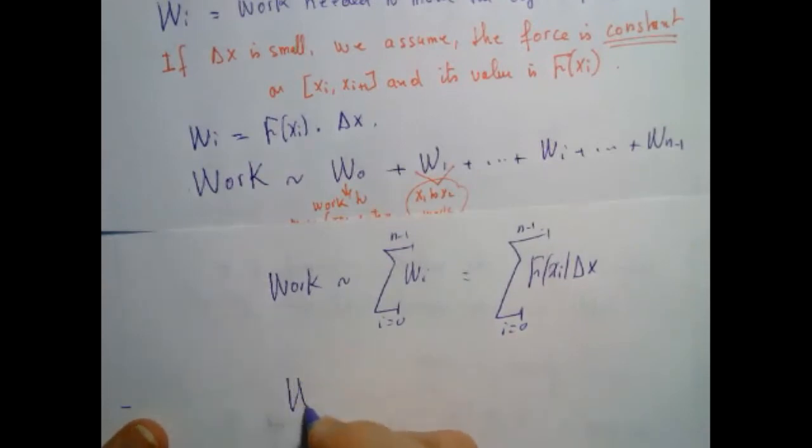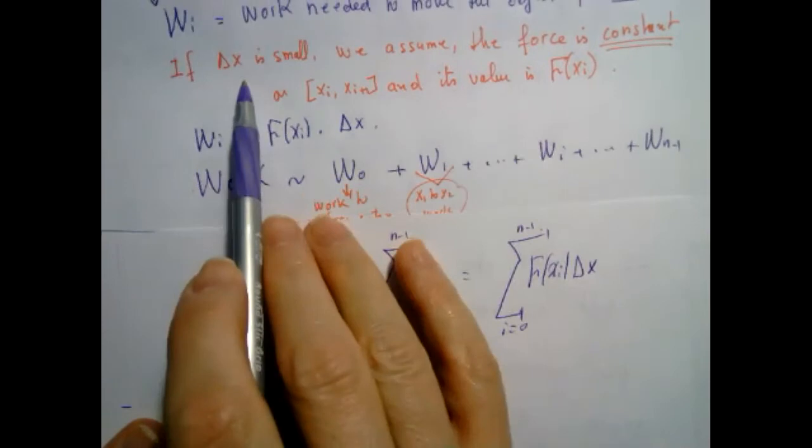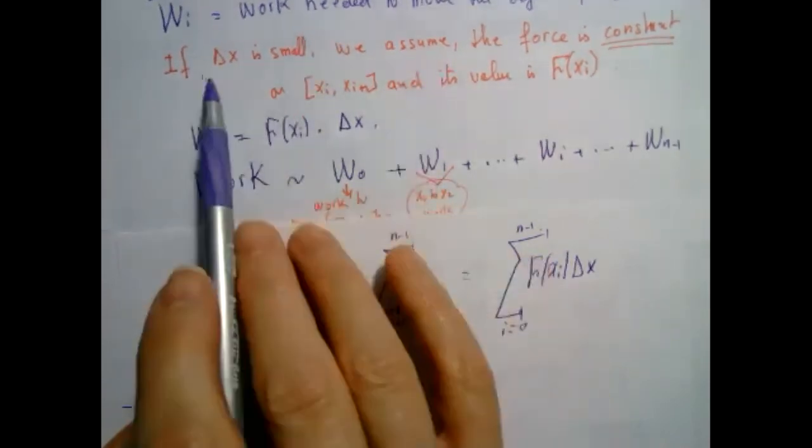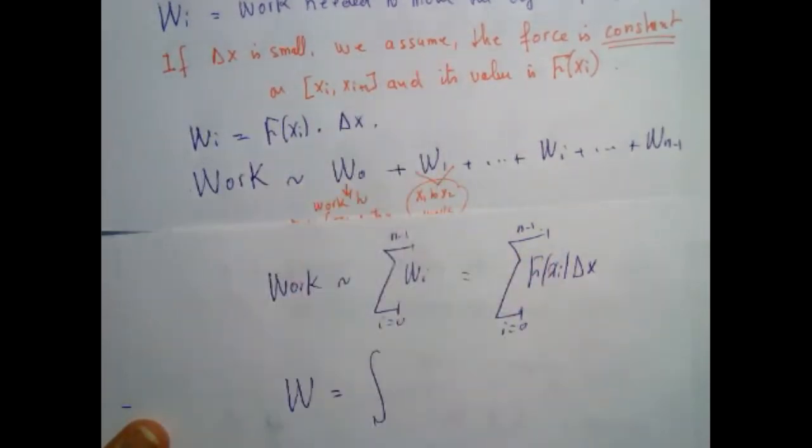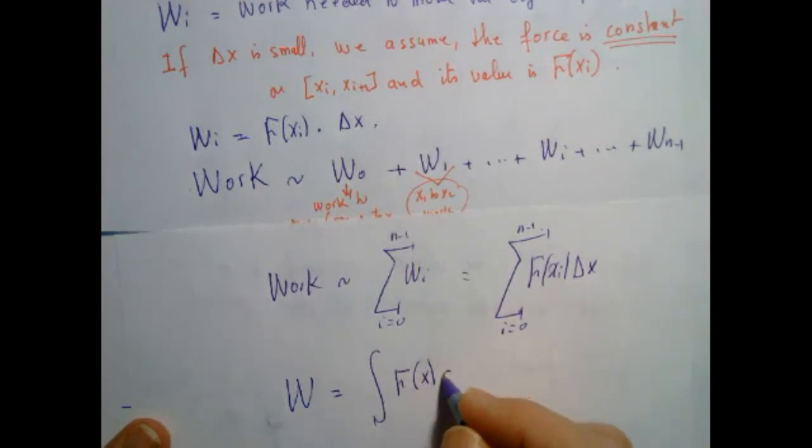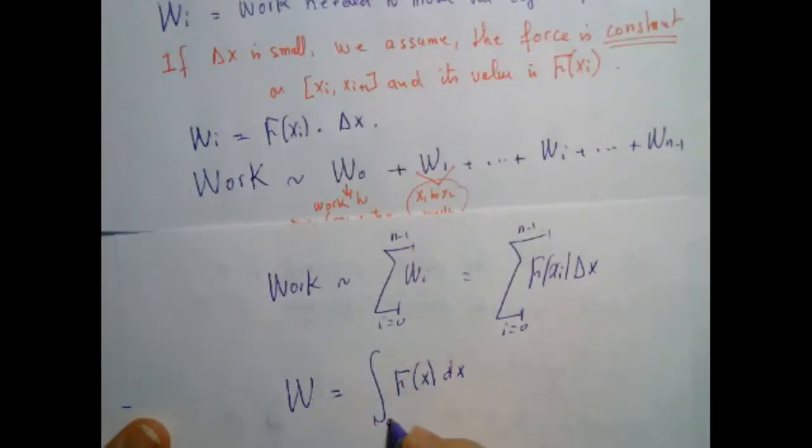So the total work now, we go to a Riemann sum. The smaller delta x, the better our assumption. It's going to be the integral of f of x dx, and the integral goes from a to b, the interval we divided.